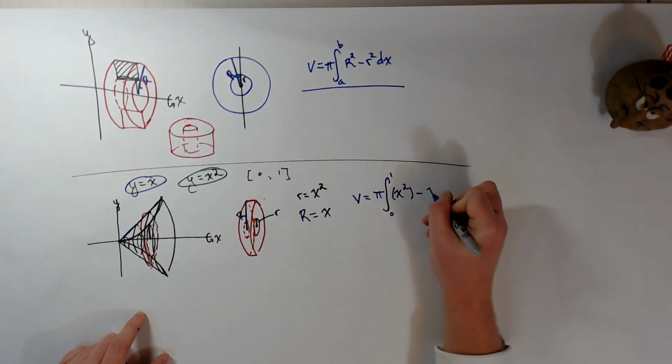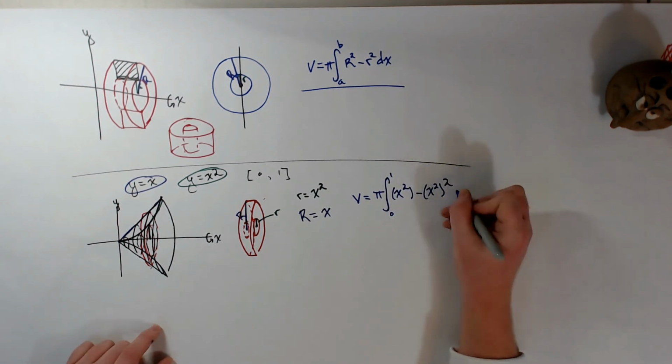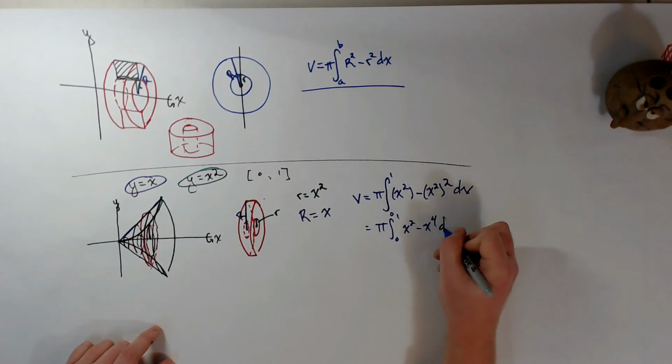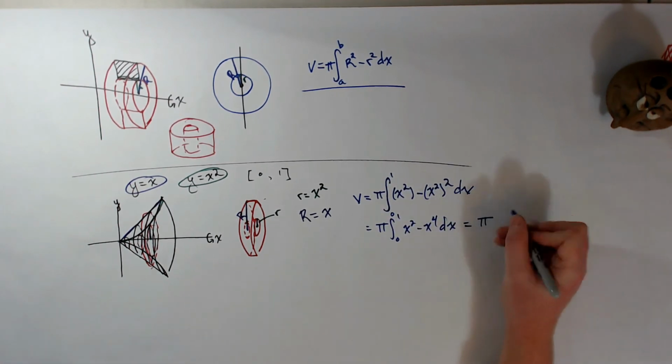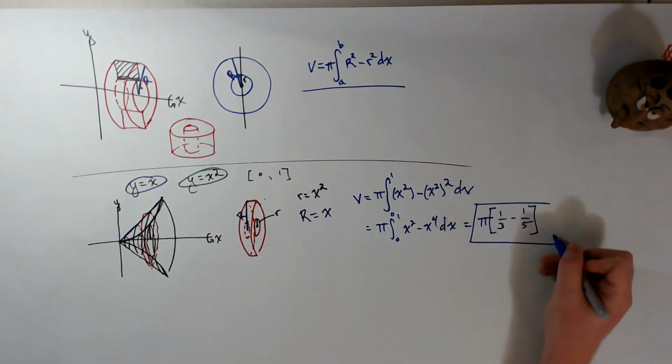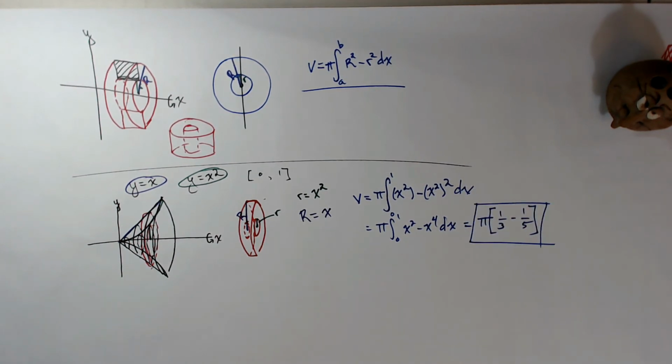So using my formula, the volume is equal to pi times the integral from 0 to 1 of large R squared minus small r squared. And we get something like pi times 1/3 minus 1/5, which is perfectly simplified if you ask me.